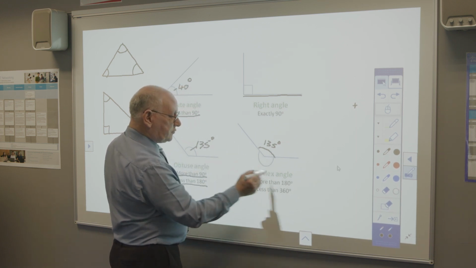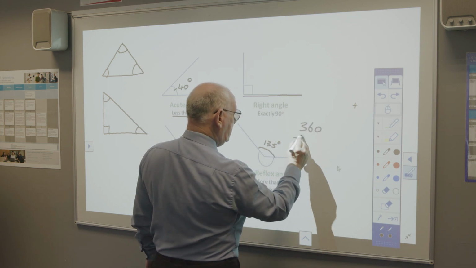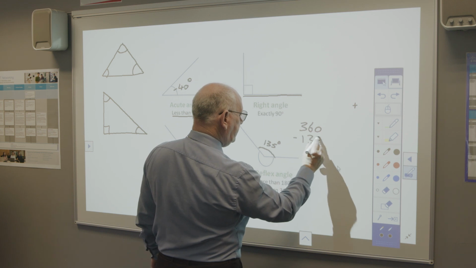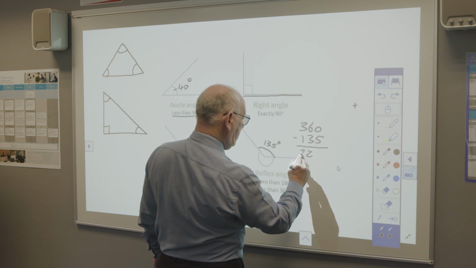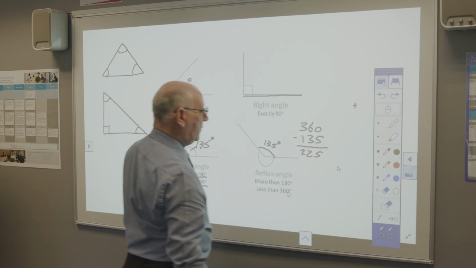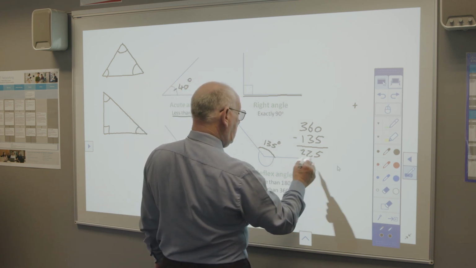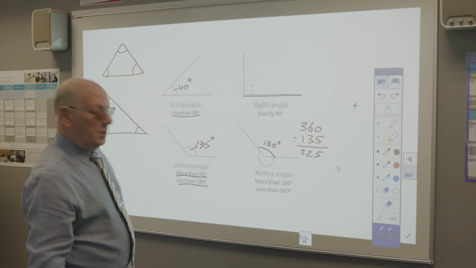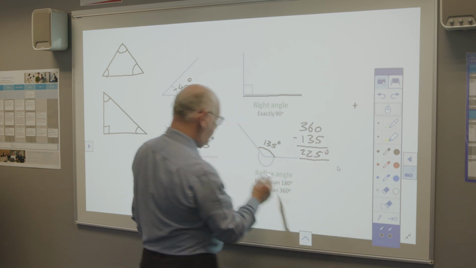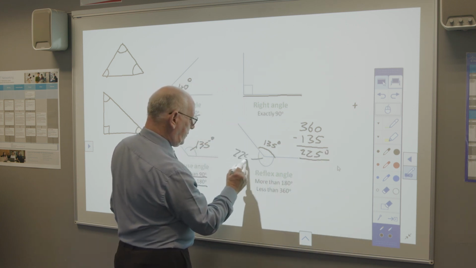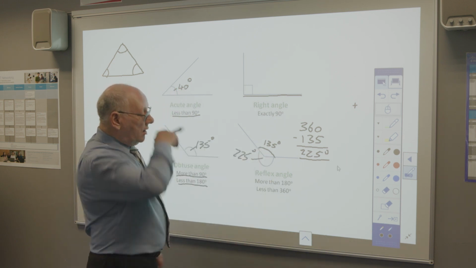the reflex angle outside is 360 minus 135, which has got to be 225. That's right. I was just checking my own, I did it up there. 225 degrees for that, based on the inside angle being 135.